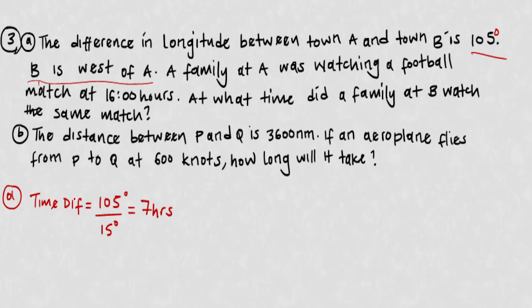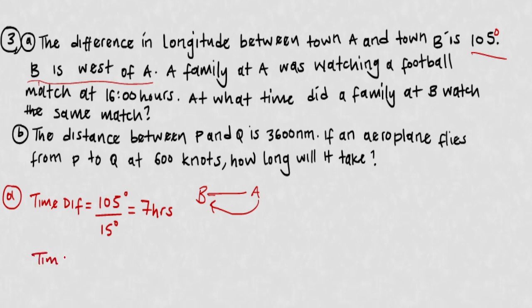So now what are we going to do to find the time at B? Since B is west, it's something like this, where A is this side, B is this side. So we are moving from A to B. If we're moving from east to west, there is a decrease in time. So if there is a decrease in time, then we're going to subtract 7 from 16. So the time at B will be equal to the 16 hours, we subtract the 7 hours that we found.